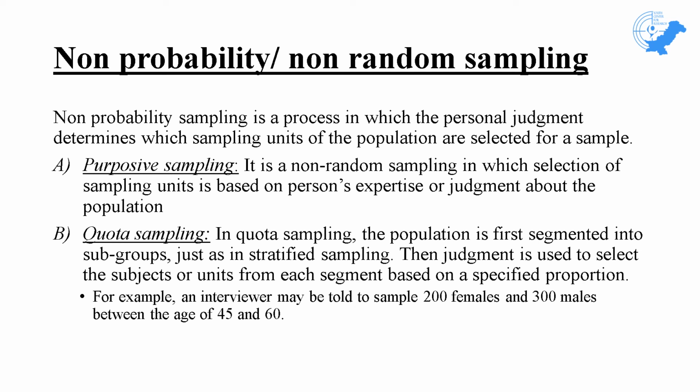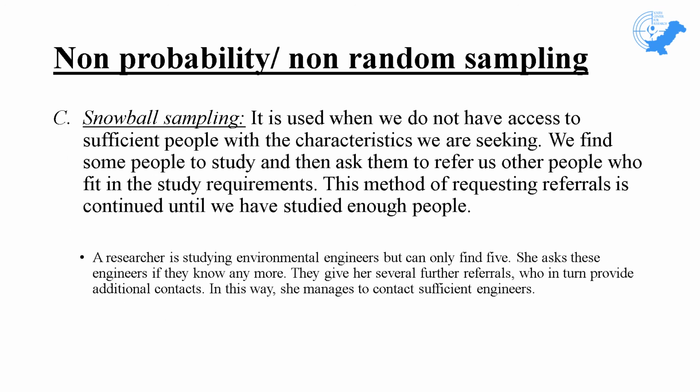The next is quota sampling. In quota sampling, the population is first segmented into subgroups, just as in stratified sampling. Then judgment is used to select the subjects or units from each segment based on a specific proportion. For example, an interviewer may be told to sample 200 females and 300 males between the age group of 35, 45 and 60. Then the last sampling technique is known as snowball sampling.